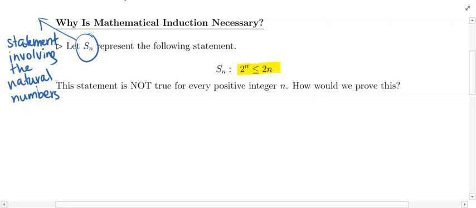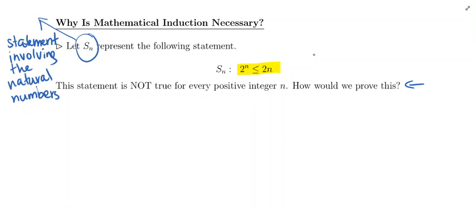If you read what I have below the yellow statement, it says this statement is not true for every positive integer n. How would we prove this? Basically what this sentence is saying, this yellow statement is not true for every single natural number. It's true for some of the natural numbers, but not for every single one. How would we prove that this statement is not true for every single positive integer, for every single counting number? It's actually easier to prove something is false than to prove that it's true.